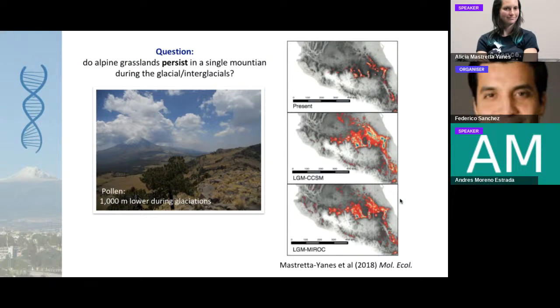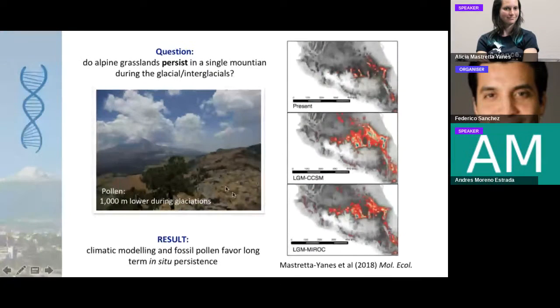The first question is, do alpine grasslands persist in a single mountain during the glacial or interglacials? We found that yes, they do persist according to our climate modeling. You can see here in bluish colors how these grasslands occur in the same mountains both during the present interglacial and during the glacial periods. And this is also what we found with pollen records.